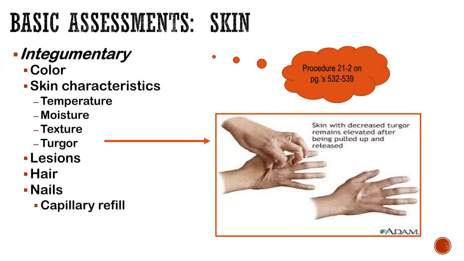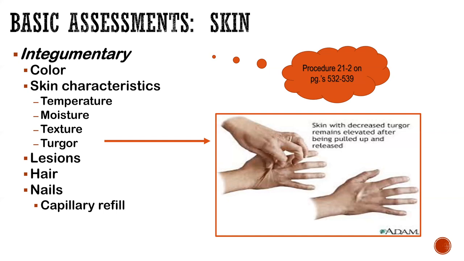As you press it, it's similar to blanching, right? So you're basically blanching their nail, taking the blood away, turning their nail kind of a white color, and then you're looking for that pink refill. It should be less than 3 seconds to refill. Anything greater than 3 seconds could indicate poor circulation. So that's all part of the skin assessment.